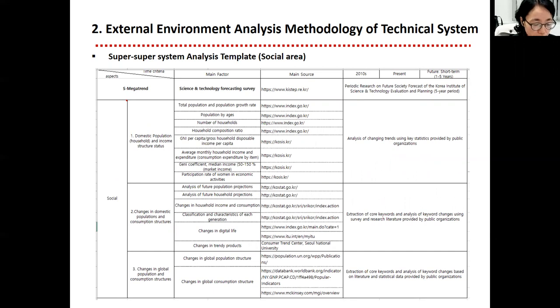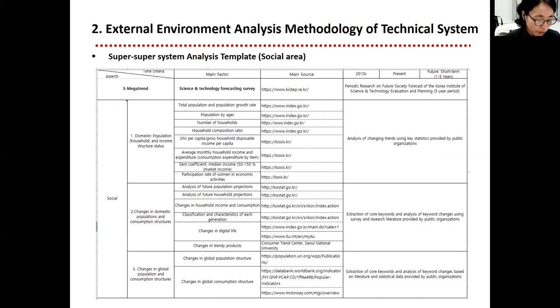and the future, a STEP analysis template is composed based on the keywords of each area as shown in the figure on this slide. It was designed to find necessary data and data sources easily according to the key concepts of each area and identify the trend changes quickly through changes in the core keywords according to the changes from the past, present, and future.